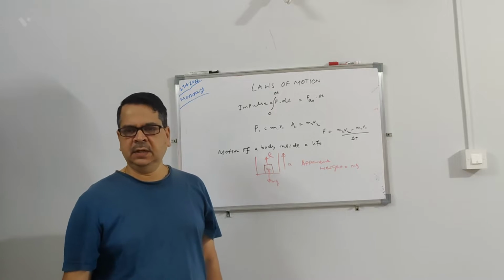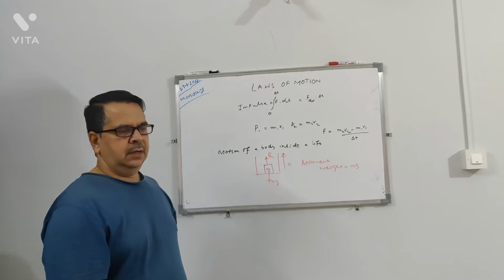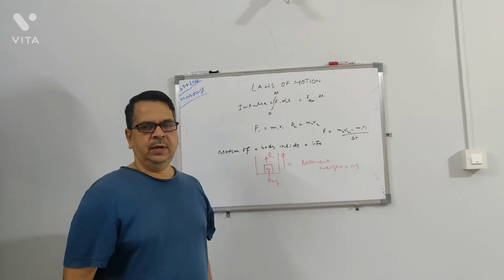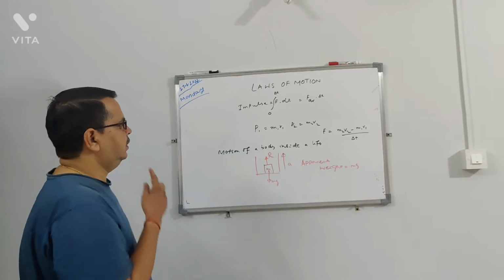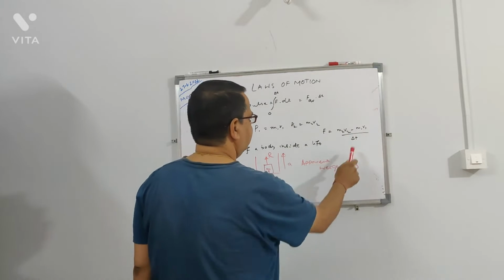Examples are rockets or the jet engine. When the exhaust gas goes backward, it propels the engine forward. Okay, so those are the laws. So this rate of change of momentum is equal to force.